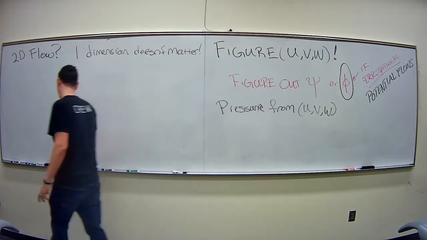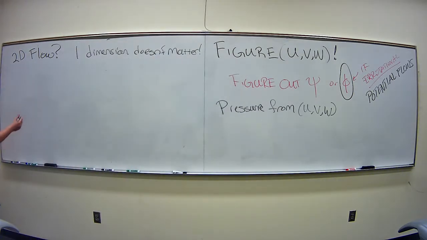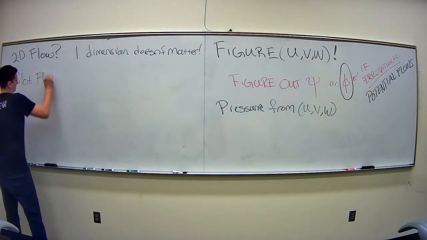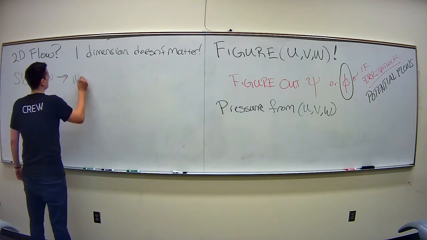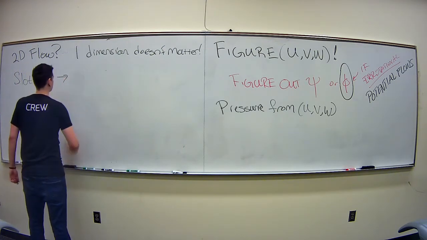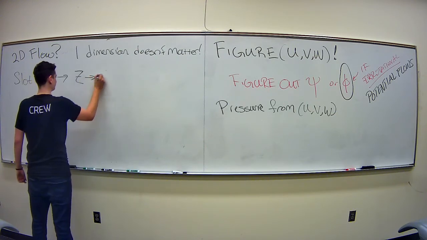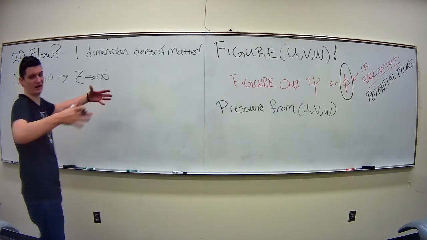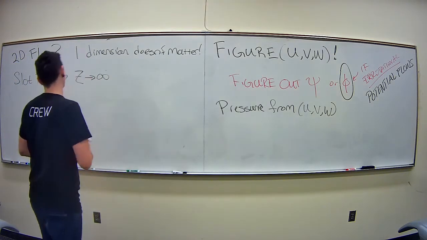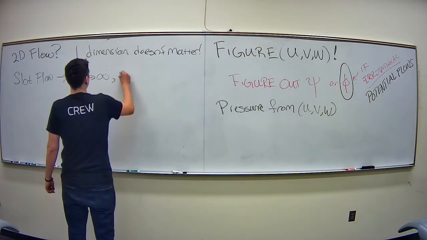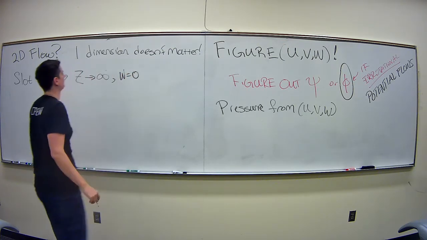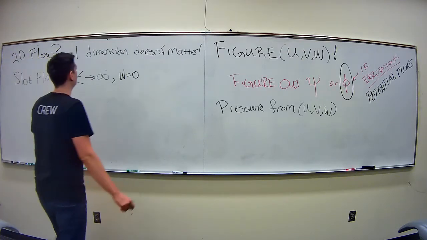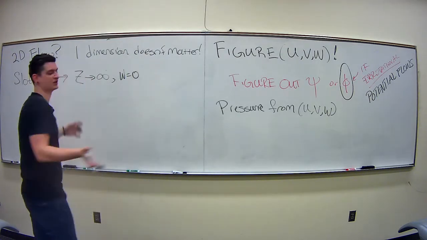And there's a couple ways that can happen. There's the slot flow. What does slot flow mean? That means the length scale of W, so capital Z, is going to infinity. So there's no change in there. The other way I think of 2D slot flow is that the velocity in there is 0. So there's no into-the-board or out-of-the-board velocities we have to deal with in slot flows. This is one idea of having one dimension not matter.